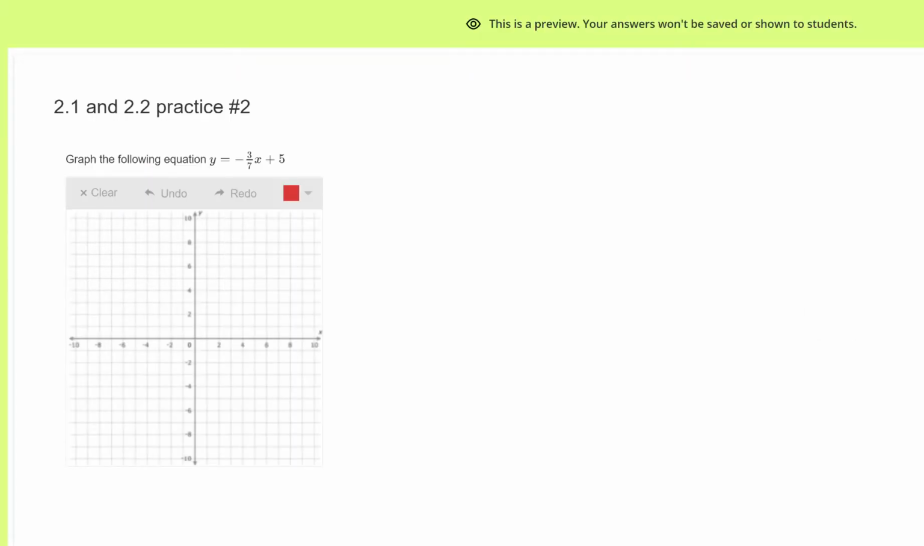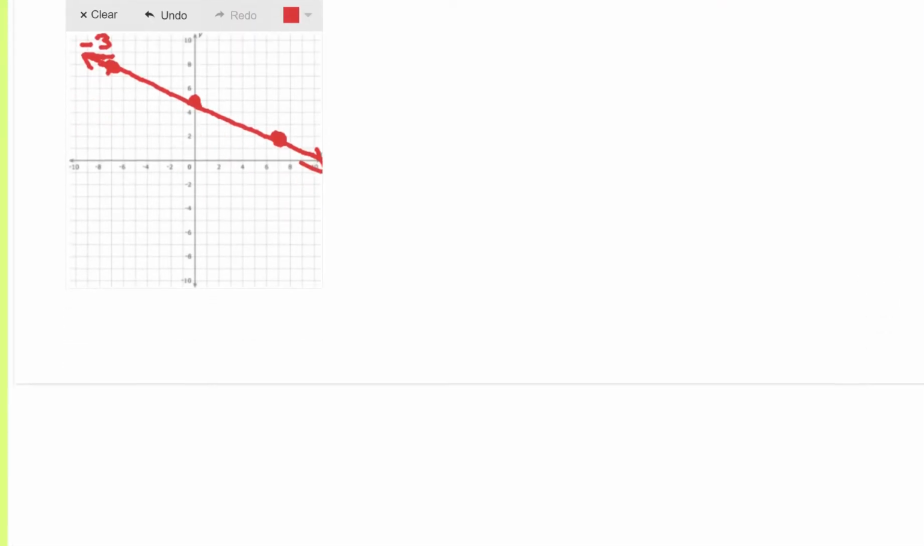For number 2, you're going to begin at +5. Now our slope is -3/7, so that means go down 3 spots, 1, 2, 3, 4, 5, 6, 7 to the right. Opposite is up 3, 5, 6, 7. Notice that they're equally spaced, so I'm going to do the best that I can with my line, draw arrows on the end, and make sure those points are plotted.